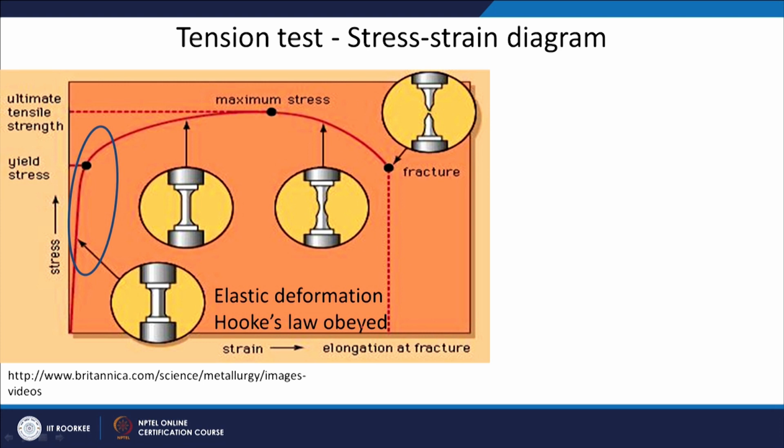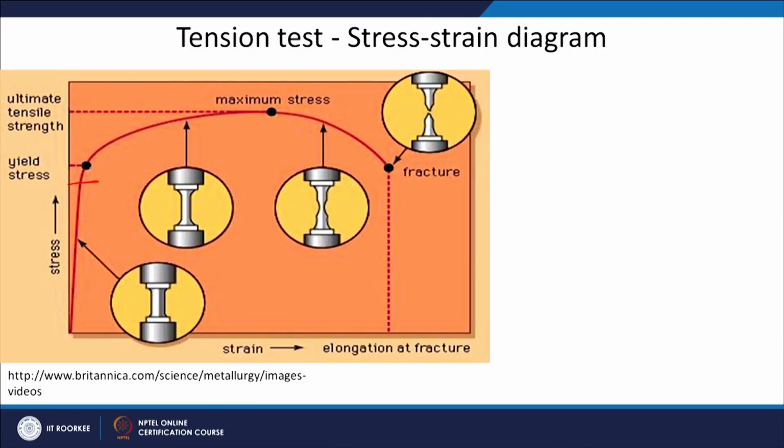I think this circle has gone a little bit too far. Actually it should have been up to here only, so this should be down. Your elastic part will be up to somewhere here. And then your material will start going into a non-linear dependence of stress on strain. That is where we say the material has now started deforming irreversibly, or there will be plastic deformation. I will come back to this again, why we are plotting this line here.